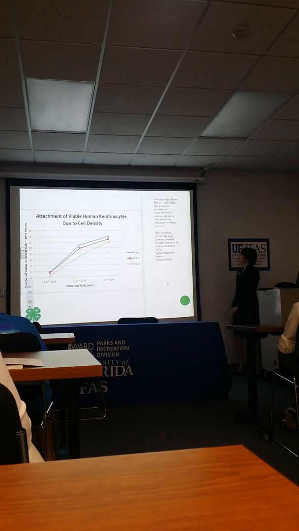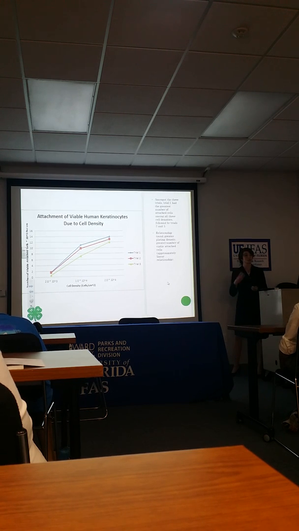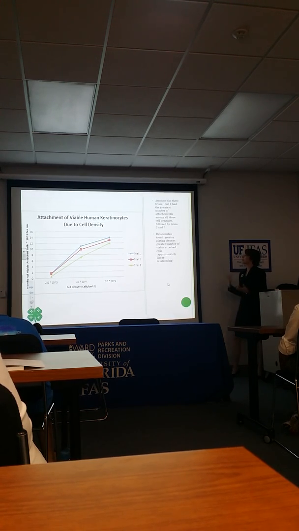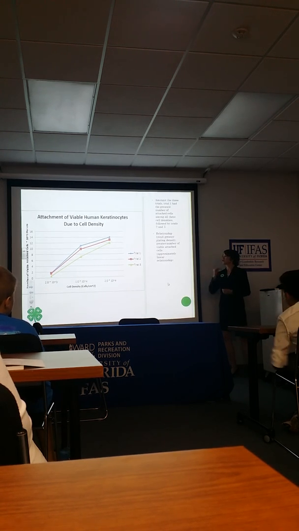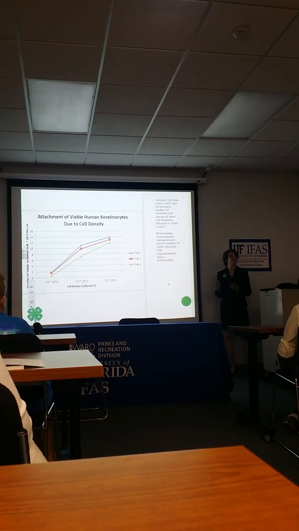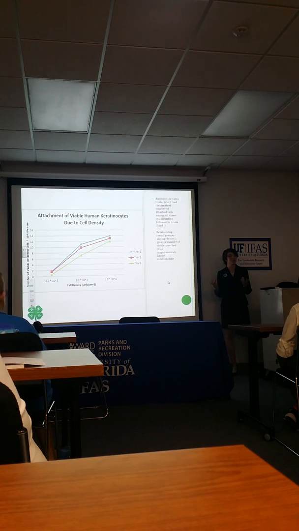And I also took data on the attachment of these viable human keratinocytes due to the cell density itself over the course of the 3 trials I used in my experiment. And I found overall in my first trial, I had the highest recorded plating densities for all 3 cell densities that I tested, while in trials 2 and 3, the results were lower. This could be due to a variety of experimental factors.